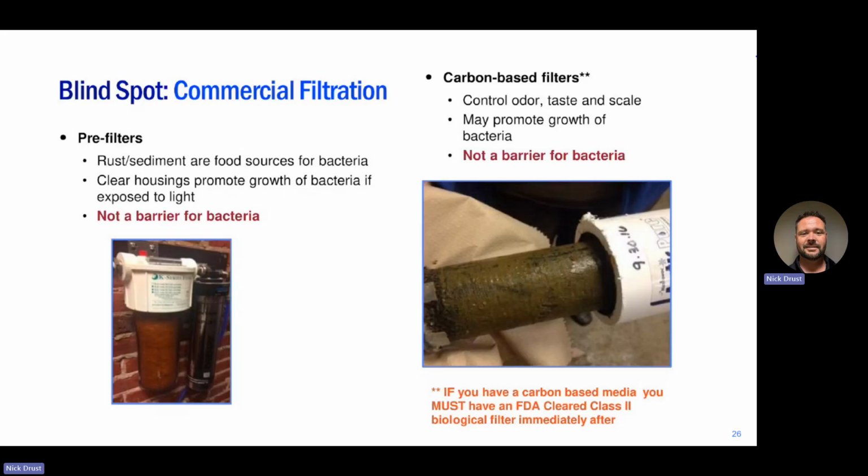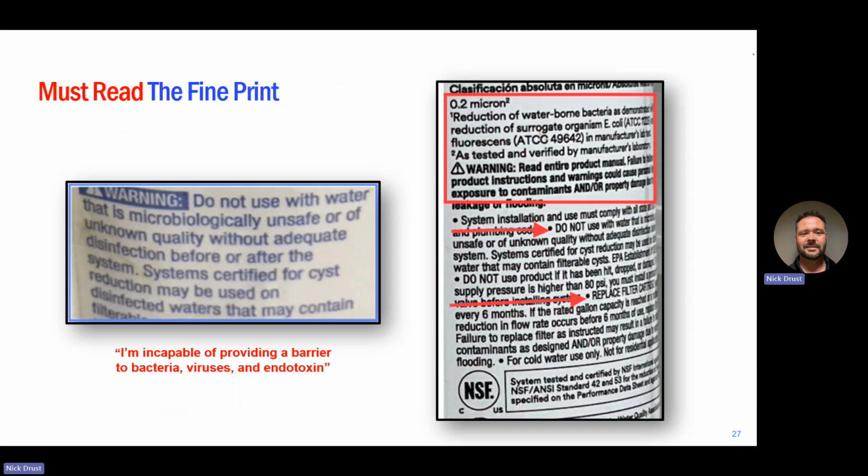The takeaway isn't that carbon filters are bad. The key takeaway is we need to understand what problems we're trying to solve and whether the filtration technology we're using is actually designed for that purpose. And that brings us to perhaps the most important thing every facility should understand about commercial filtration systems: the warning label that's printed right on the filter.